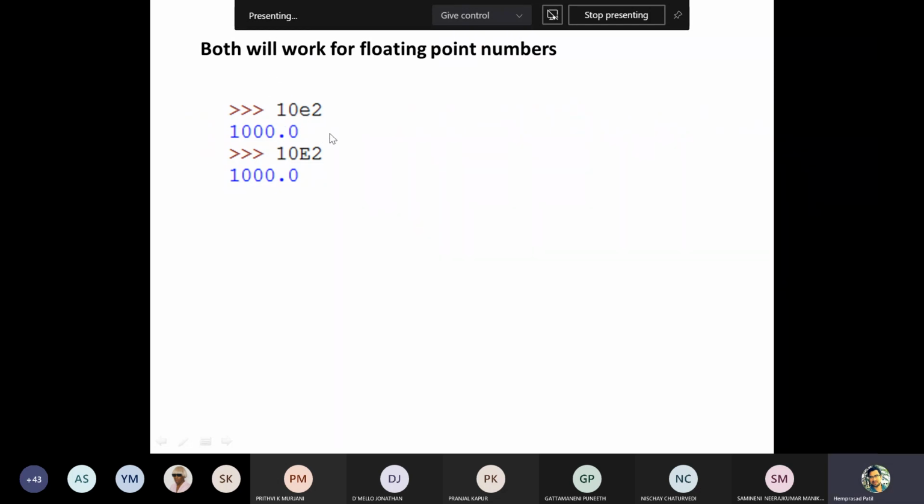This 10e2 and 10E2, if e is small, e is capital, doesn't matter. Both of them will create the floating point numbers. Kindly note this. If e is small or capital, doesn't matter. Both of them will create the floating point numbers.